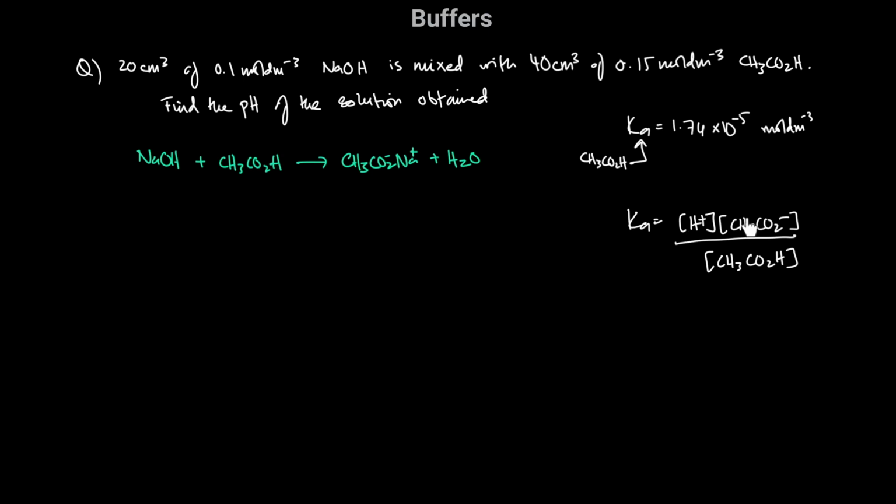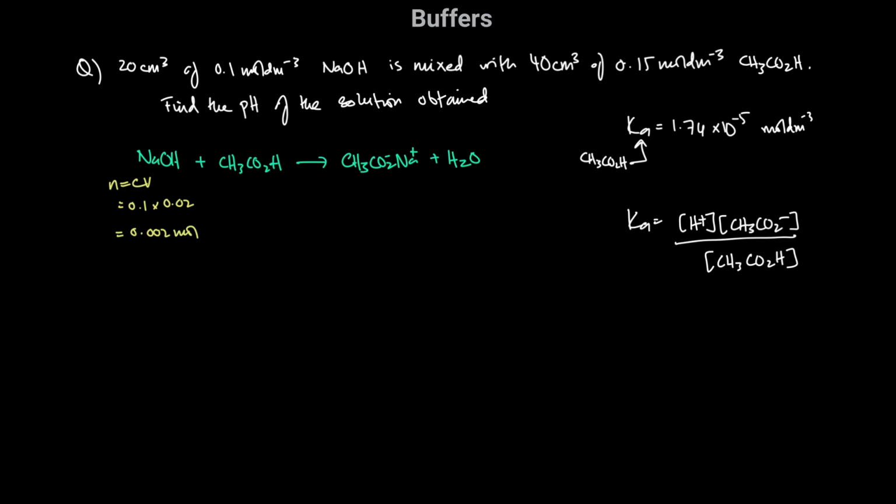But we don't know the final concentration of ethanoate ions or of ethanoic acid. So first we're going to figure out how much ethanoic acid is left over and how many moles of ethanoate ions we have. For that, we're going to do a molar calculation. The number of moles of NaOH is concentration times volume: 0.1 times 0.02 decimeter cube, so we have 0.002 moles of NaOH.